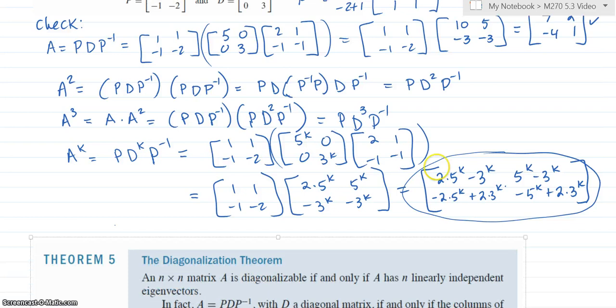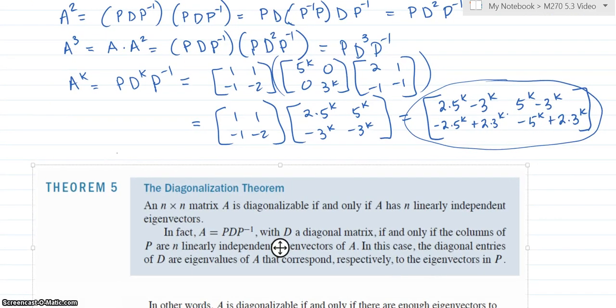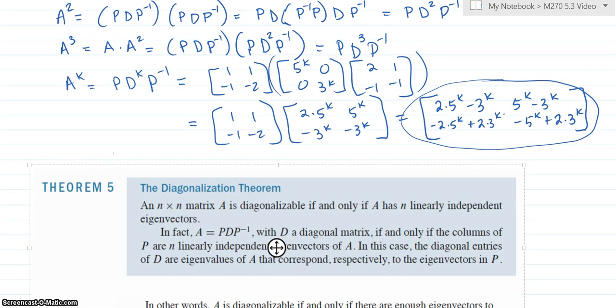The next thing we're going to do is look at Theorem 5, the diagonalization theorem. This theorem says that an n by n matrix A is diagonalizable if and only if A has n linearly independent eigenvectors. If you're interested in looking at the proof for this, it is in the book on page 284. You can check that out.